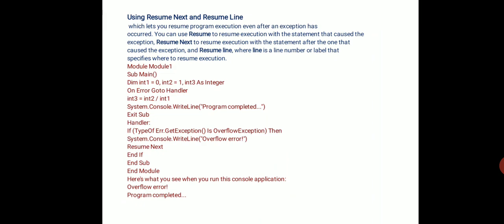So resume next means it will go to the next line after the error line, and print it. The error line is int 3 equal to int 2 divided by int 1. So the next line is program completed. So resume next means it will print program completed. So the output is overflow error, program completed.